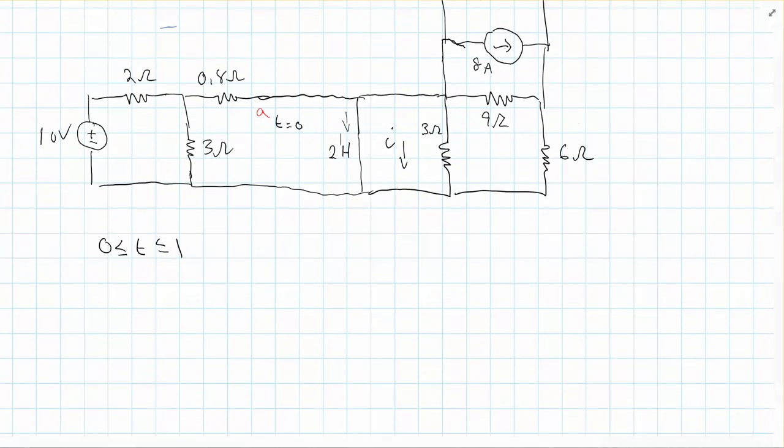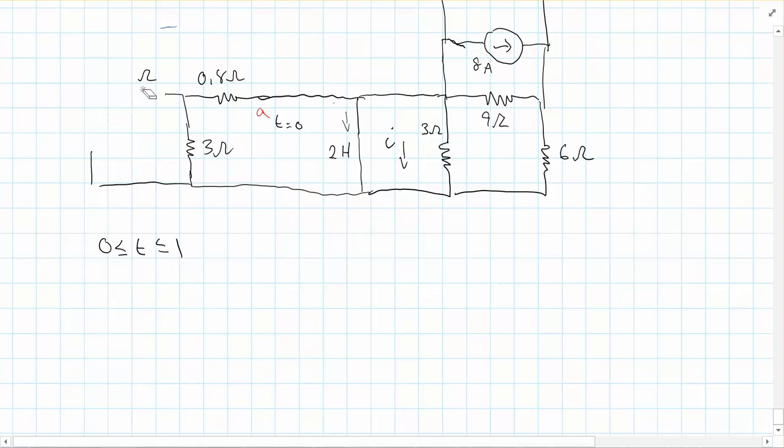So let's see if we can redraw this a little bit here. We have to be careful because I don't want to mess up any connections here. So what we'd have here, 10 volt. Actually, there's a lot of ways we could do this. I'm going to do a source transformation.